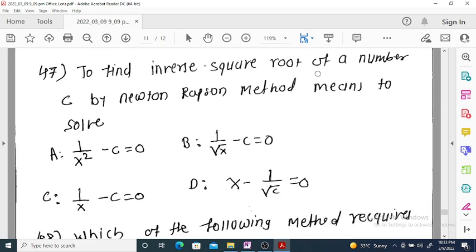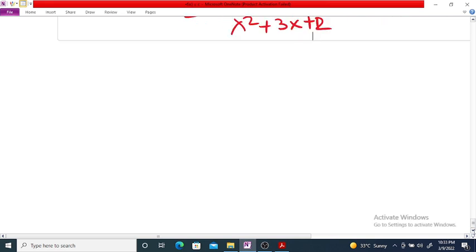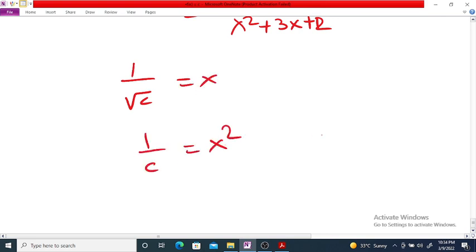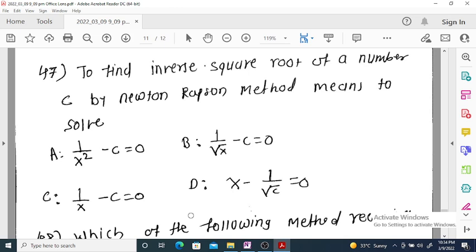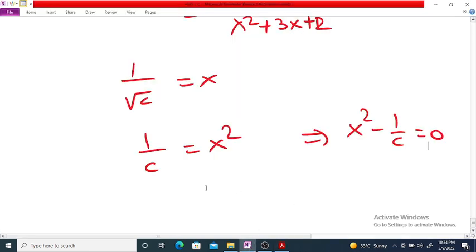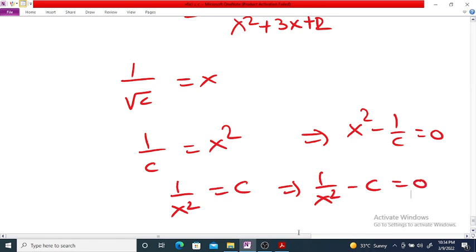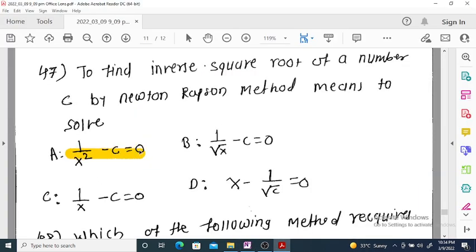The inverse square root of a number c. We want to determine the formula for the inverse square root of c. So that is 1 upon square root of c is equal to x. This implies 1 upon c is equal to x square. This implies x square minus 1 upon c is equal to 0. So the correct answer is what? Or you can solve this: x is equal to 1 upon square root of c, so 1 upon x square is equal to c, and 1 upon x square minus c is equal to 0.